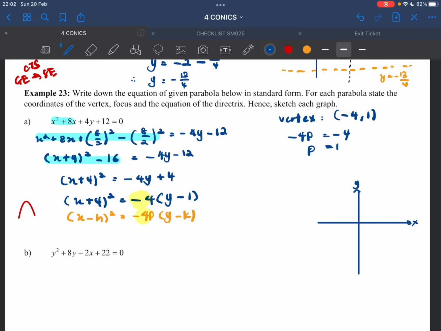Okay, so now the vertex is at -4, 1. So let's just move some. Okay, so here is the vertex. Sorry, -4, 1. The vertex is -4, 1. So here.